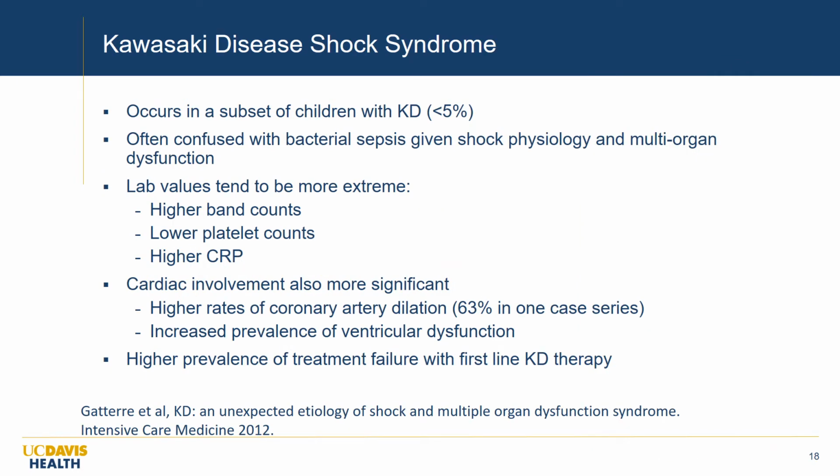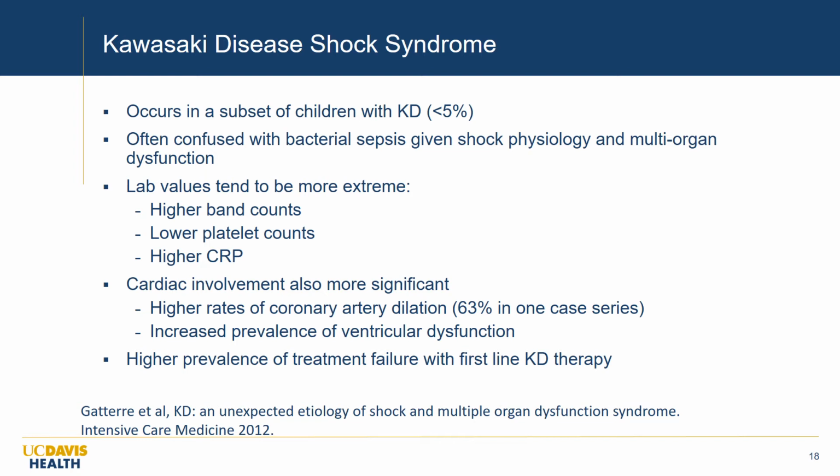There are a subset of children with Kawasaki disease, so less than 5%, who can present with a more severe presentation, which is called Kawasaki disease shock syndrome. Because they have shock physiology and multi-organ dysfunction, it's often confused with sepsis, and so these patients often end up in the unit treated for bacterial sepsis, and then when cultures are negative at 48 hours and they're still having fever, then someone realizes this is actually Kawasaki disease.